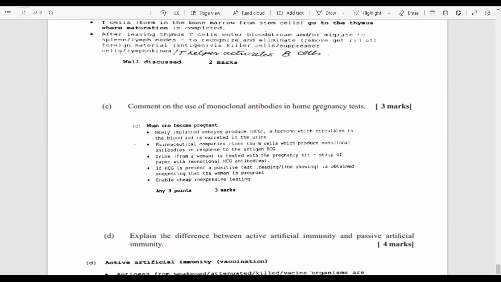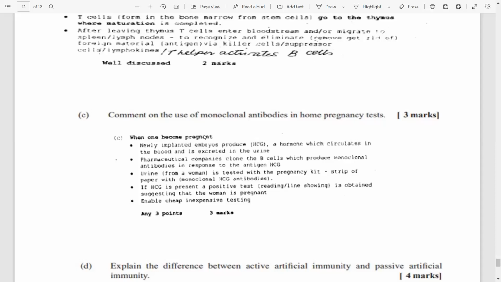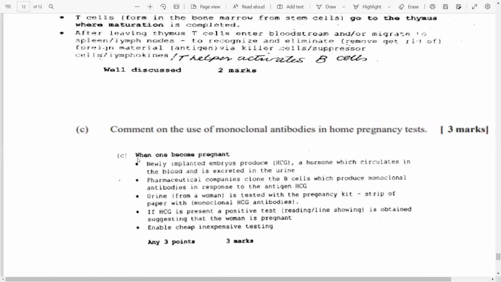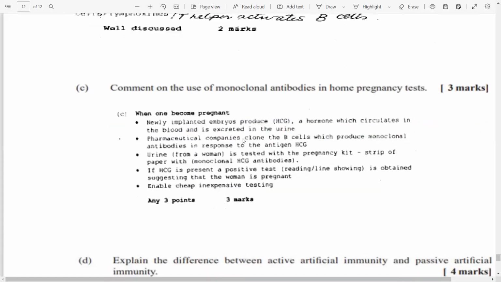Comment on the use of monoclonal antibodies in home pregnancy tests. So we discussed this already. So when one becomes pregnant, newly implanted embryos produce HCG, a hormone which circulates in the blood and is excreted in the urine. Pharmaceutical companies clone the B cells which produce monoclonal antibodies in response to the antigen HCG. Urine from a woman is tested with a pregnancy kit, a strip of paper with monoclonal HCG antibodies. If HCG is present, you get a positive test. A line is obtained suggesting the woman is pregnant. And remember, there should be a control line as well. So it enables cheap, inexpensive testing.